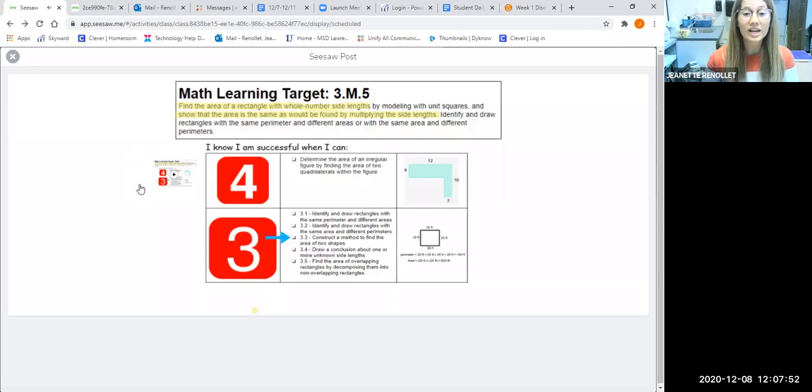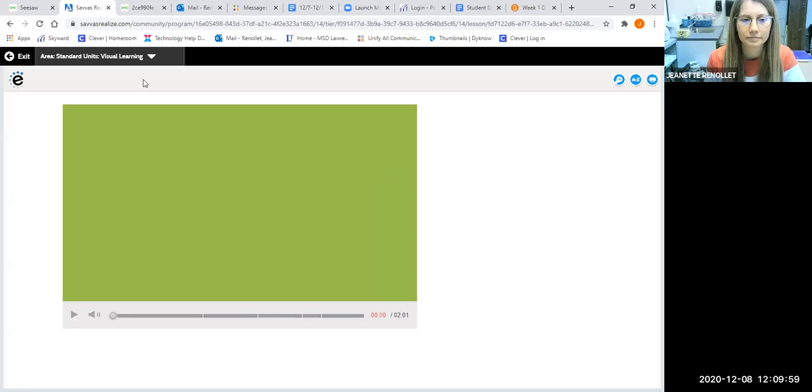Okay, so we know that shapes have space inside. We have been talking about the area. That is the space inside a shape. It can be measured. We call that the area. I'm looking for friends who are totally focused, ready to watch and listen to this video about the area using square units.